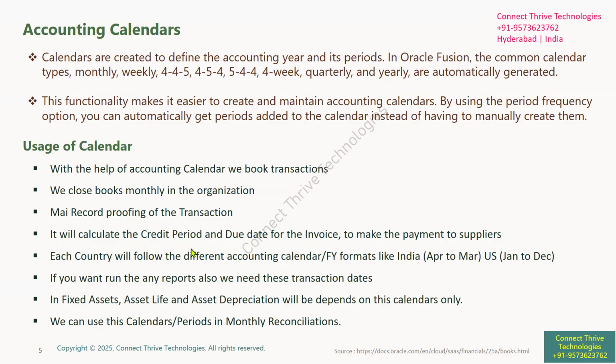You will pay the amount accordingly, and each country follows a different accounting calendar or financial year format, like April to March in India, and January to December in the US. If you want to run any reports also, we need these transaction dates. In fixed assets, the asset life and asset depreciation depend on the calendars only. We can use these calendar periods for monthly reconciliation. So these are a few points on why we are creating the accounting calendar. When it comes to 445, that uses a different mechanism, which I will explain in the regular classes, not in this video.